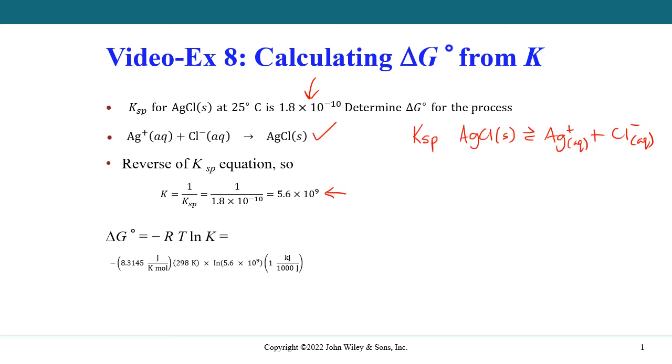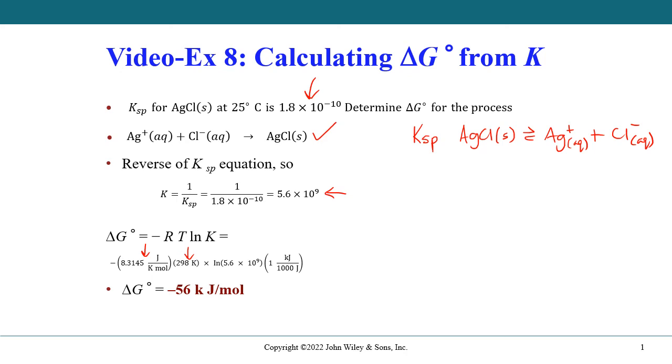So delta G is equal to minus RT ln K. Okay, and then we plug in the values. So we use the gas constant over here. We plug the temperature in Kelvin, and then the K value goes in here. But remember that we have to convert these things to kilojoules.